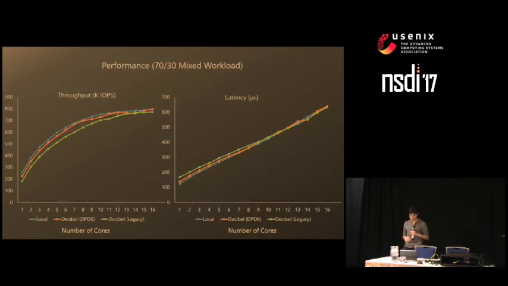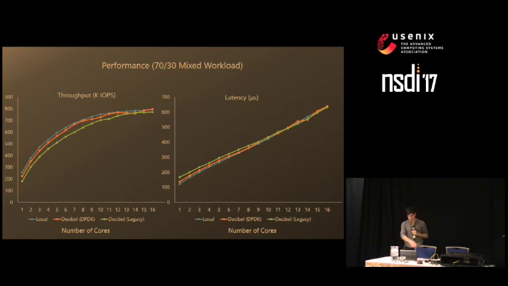For the 70-30 mixed workload, you can see the performance numbers here. The blue line is the local device. The orange line is Decibel using a client which has been modified to use a DPDK network stack. And the green line is using the legacy network stack. The client in this case is a workload generator similar to FIO.